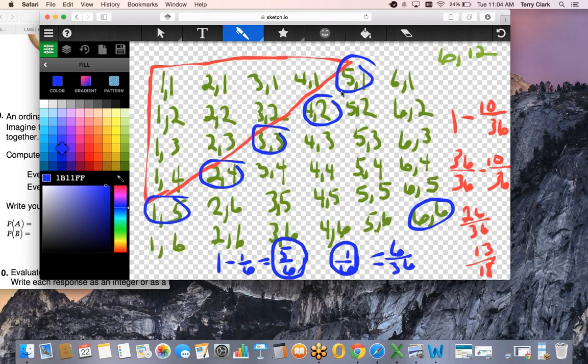But in order to do this problem, you have to have the possible outcomes. Then you look at your possible outcomes, and out of your possible outcomes, you find your favorable outcome.